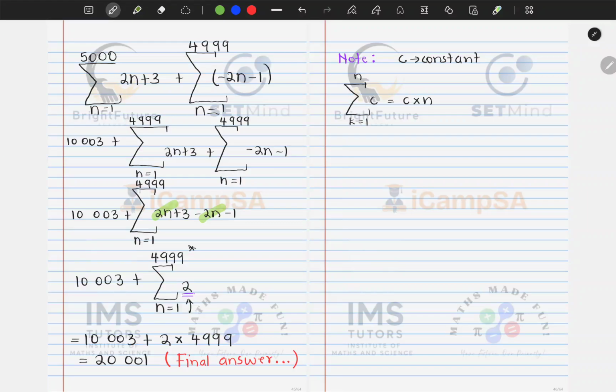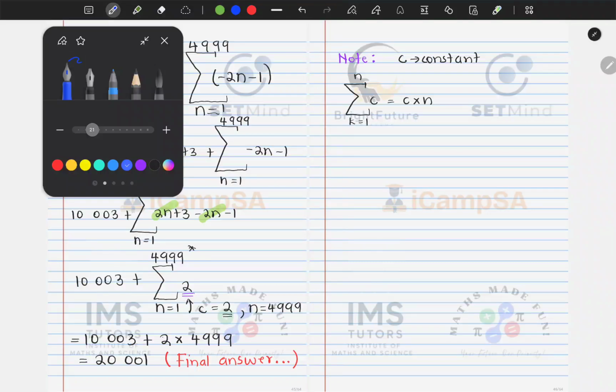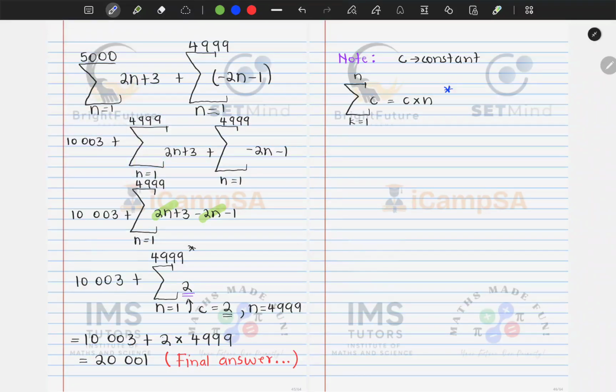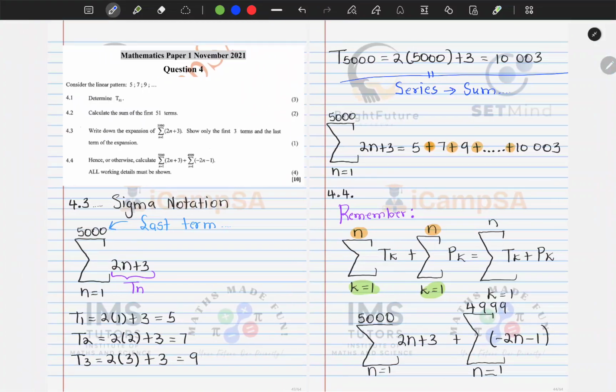So what we did here is that our c was 2 and our n was 4,999. So that is what we did. So please make a note of this and make sure that for future problems, you know it and you understand it. So this brings us to the end of this problem here, which is question 4 of the 2021 November exam.